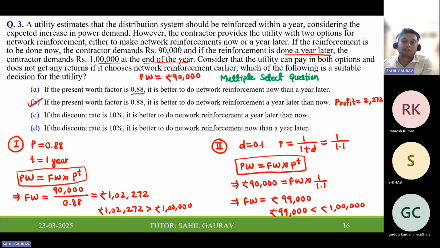So you have a profit of 2,000. But here, if you give 1 year later, then you are giving 1,000 from your pocket, because it is coming to 99,000. So you should give right now. So D is the correct answer. So here the utility will make a profit of 1,000 if they give right now. If they give 1 year later, then you have to give 1 lakh. But if you give 90,000 to him, then you can make a profit of 1,000.